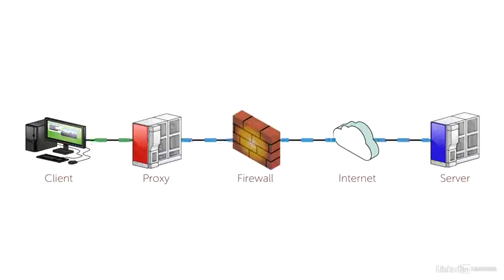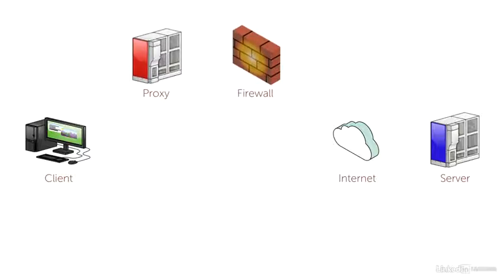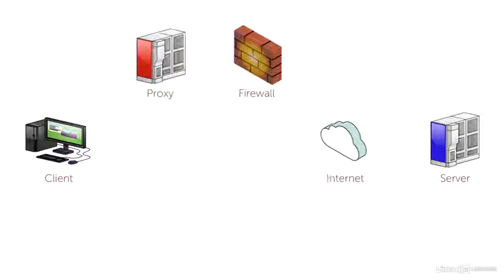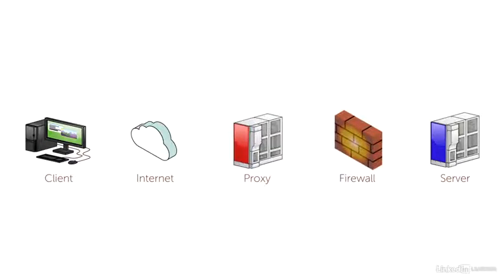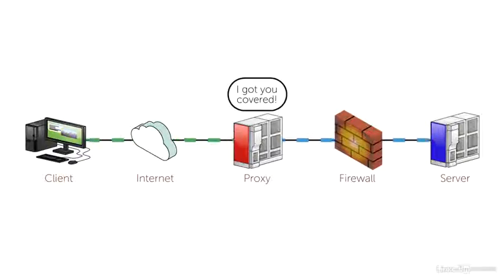So if we take a look at a diagram like this, what we're going to do now is move the proxy out of our local in-house network and out to the internet, but it's still going to work the same way. In this situation, you can see I can connect my client system, and instead of going directly to a web server, I can go to this proxy, and then the proxy will take care of it.